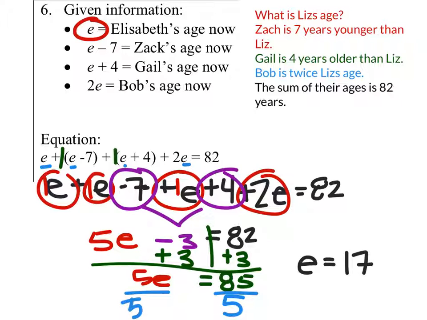So the next thing we need to do is write that out as a sentence. So Liz is 17 years. Then we got Zach, who is 7 years younger than Liz. So he is 10 years. Then we got Gail, who is 4 years older. So she is 21 years old.